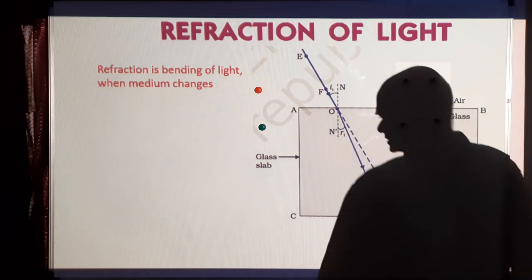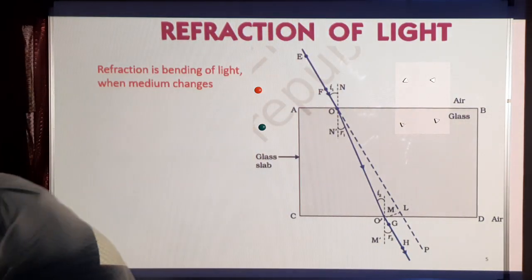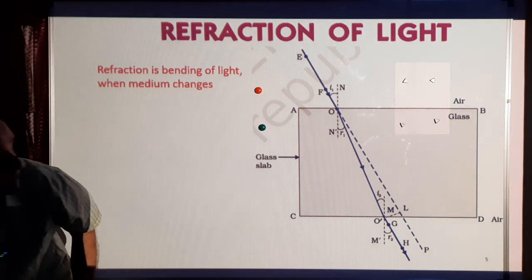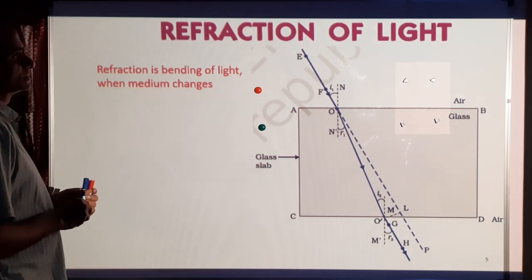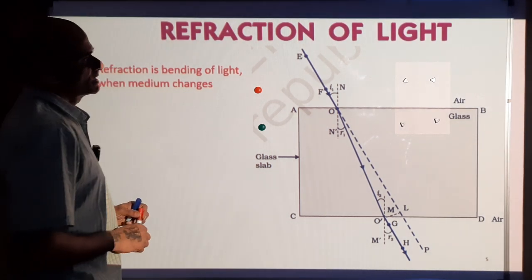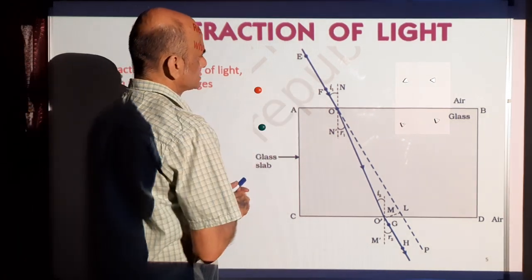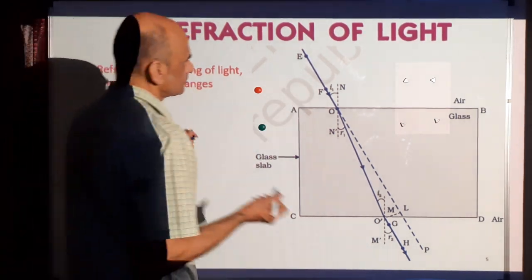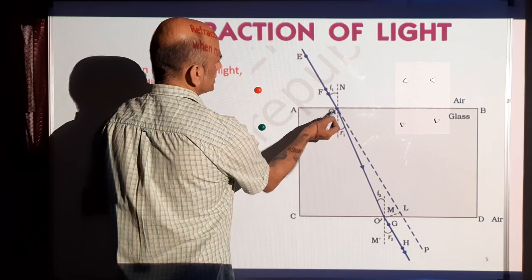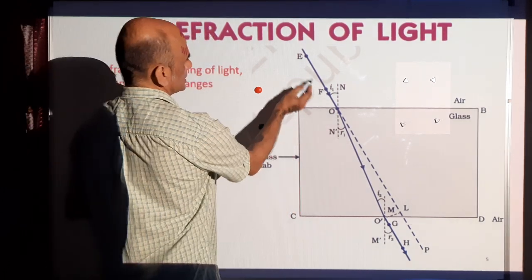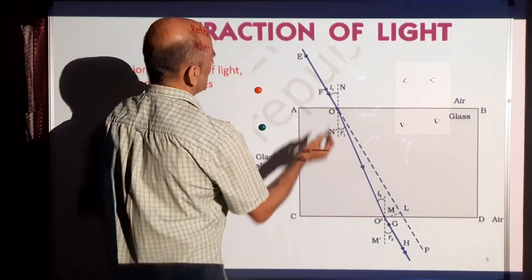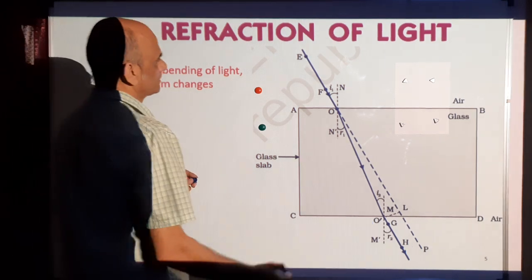Refraction of light is the bending of light when it passes from one medium to another medium. Here, light is passing from air to glass. This is the normal at the interface. The light ray makes an angle of incidence I1 to the normal.